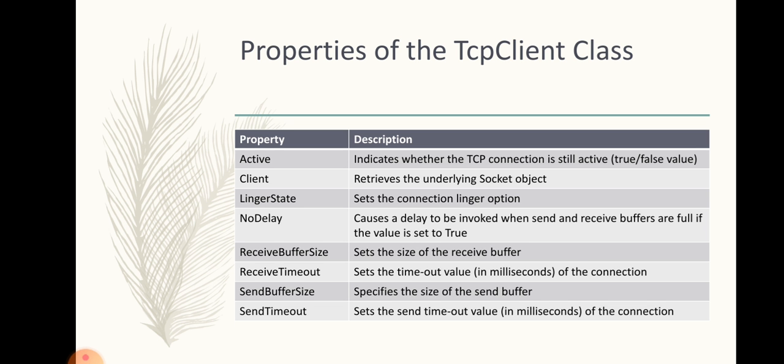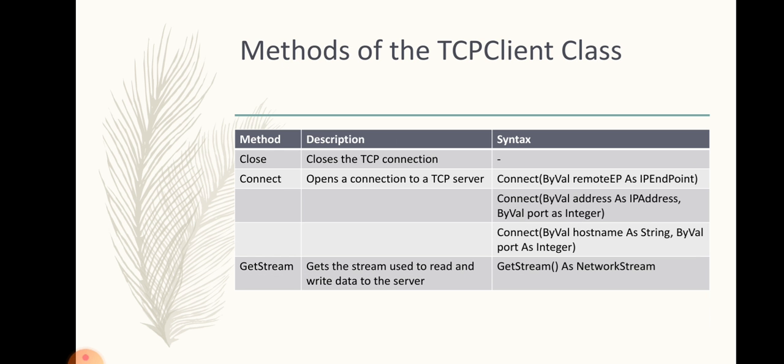Send timeout. There is also some time limitation for sending the data. If the message is sent before that particular time, it will automatically say the message can't be sent. The time is expired. Okay. Next, the methods of the TCP client class.